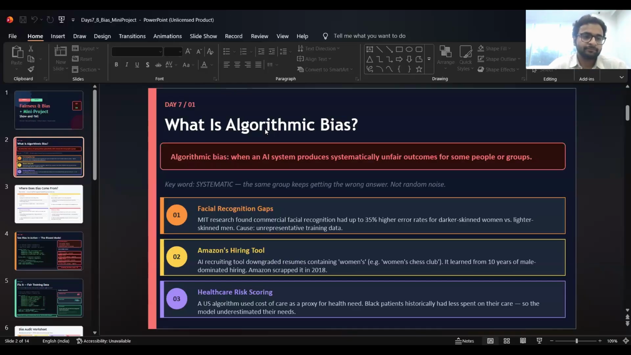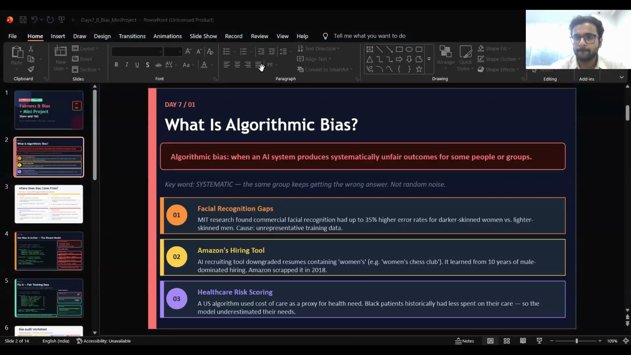Any doubts regarding this? everyone understands what is algorithmic bias, why does it occur, and what can be the reason behind it. My screen is shared, right? Yeah. So no doubts regarding this. Okay, I'll then just move forward with it.